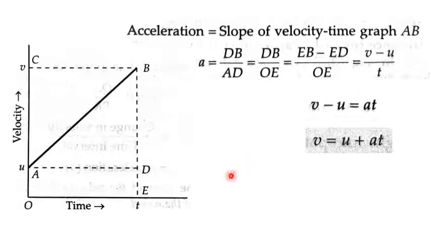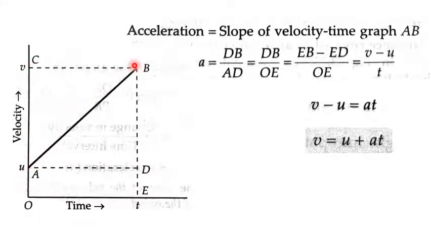Now let us consider a similar case. Suppose at time t equals 0, the particle is at point A, moving with the initial velocity u. Now after some time t, the particle has increased its velocity to v, denoted by point B. Earlier, at point A, time t equals 0 and velocity is u. Now it is at point B where time t equals t and velocity equals v.